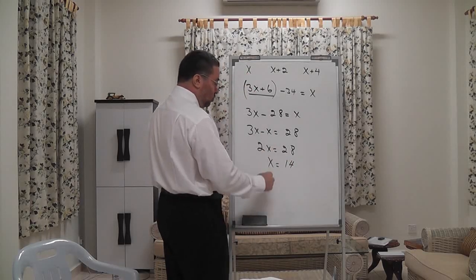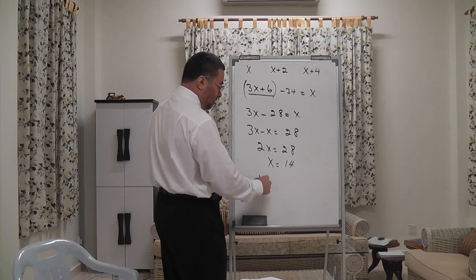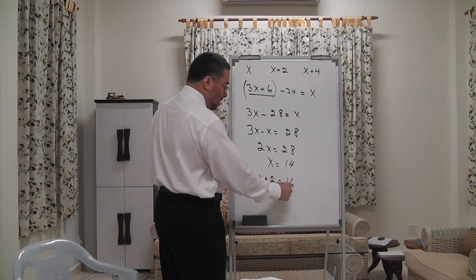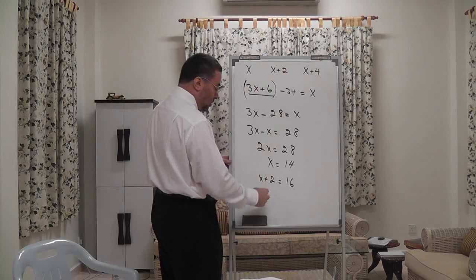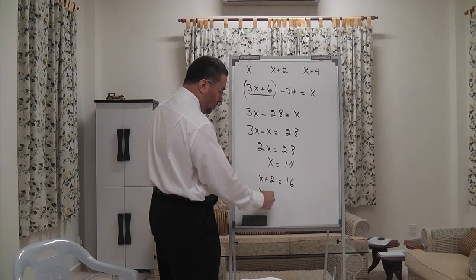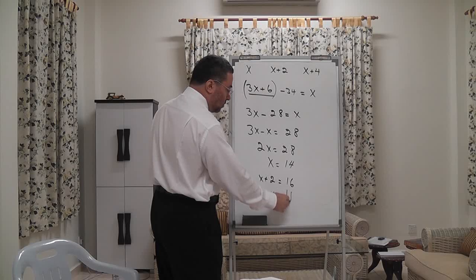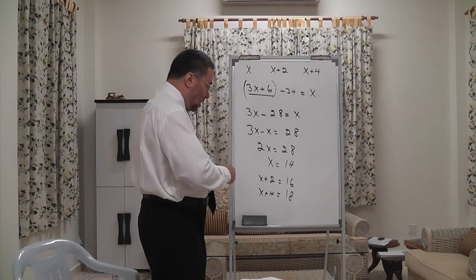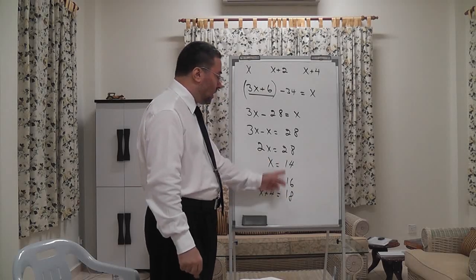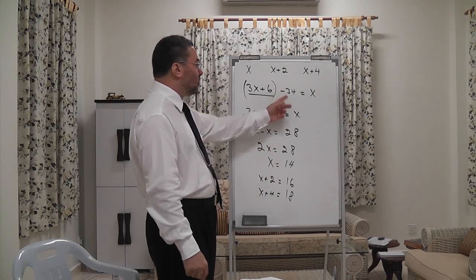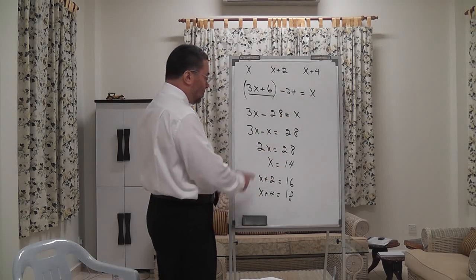The second number is 2 more. So that will be 16. And the third number is 2 more than this, and that will be 18. And you can check your work by adding them, minus 34 from them, and you should get 14, which is the first number.